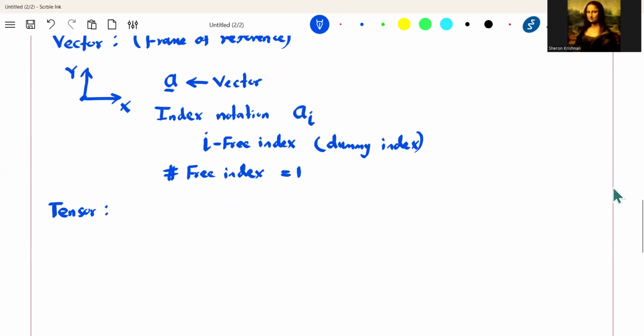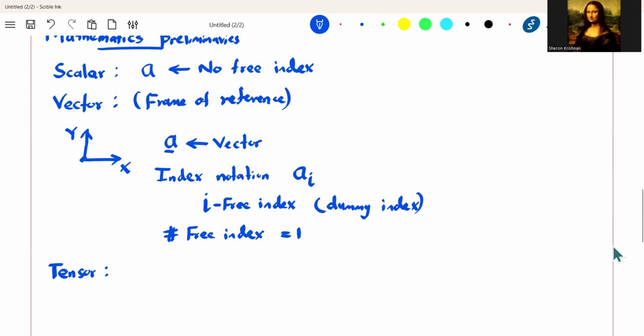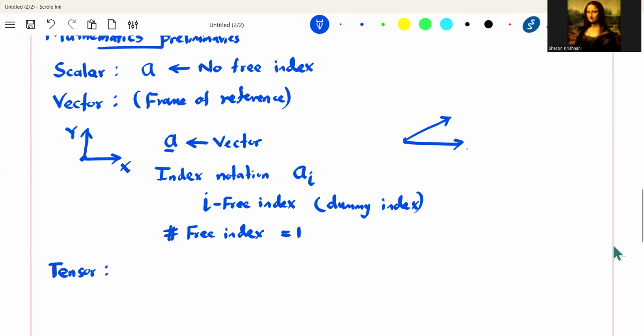Okay. Before going to the tensor, I will tell you one more thing. To represent a vector in a coordinate system, let's consider 3 dimensions. I have drawn the 2-dimension coordinate system here. If I take the 3-dimension system, so this is X, Y, and Z.